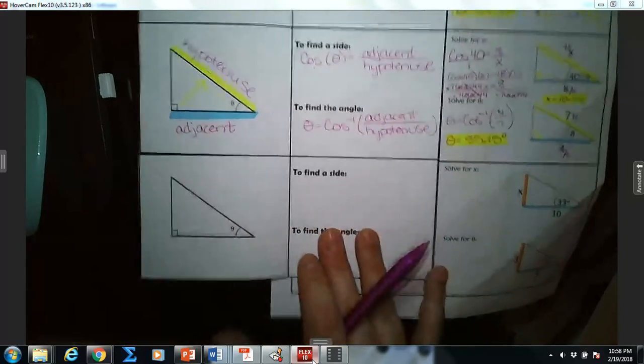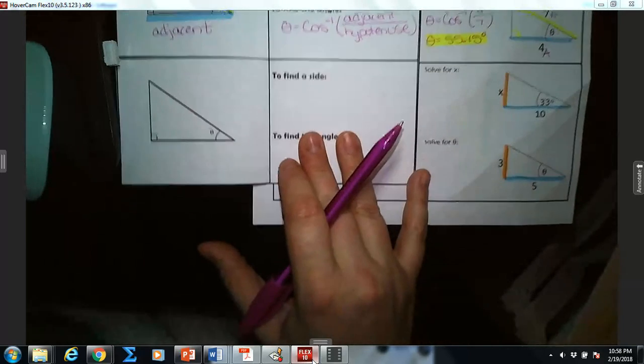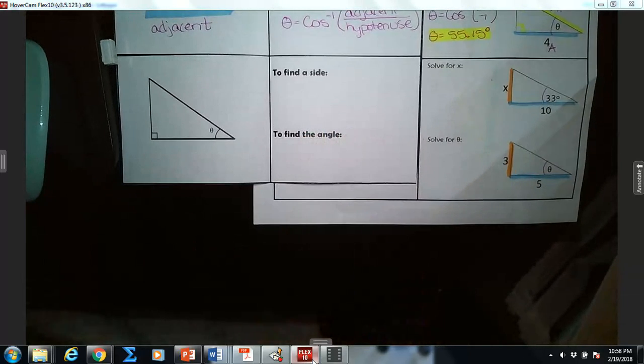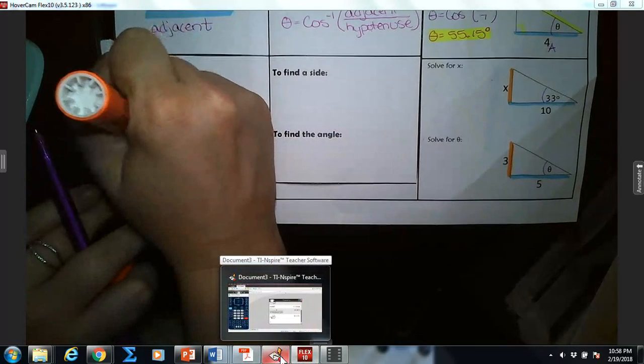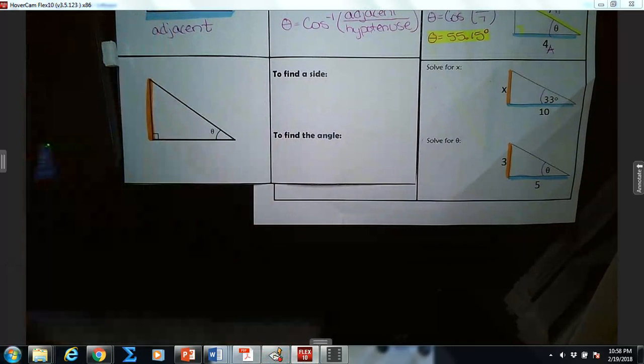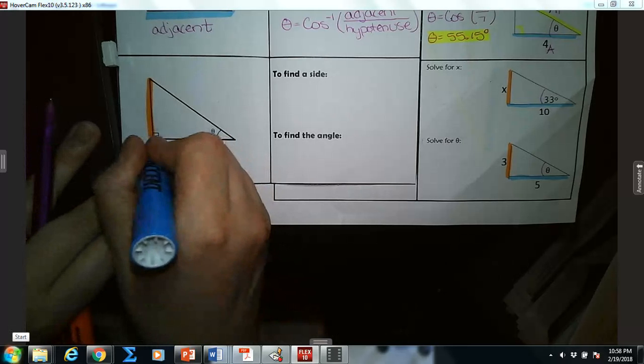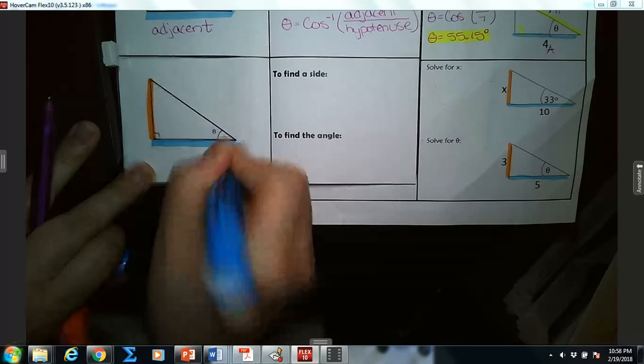Let's open up this last flap. With tangent, we're never given the hypotenuse. The hypotenuse is a mystery. Instead, we're working with the opposite side and the adjacent leg. The opposite leg and the adjacent leg.